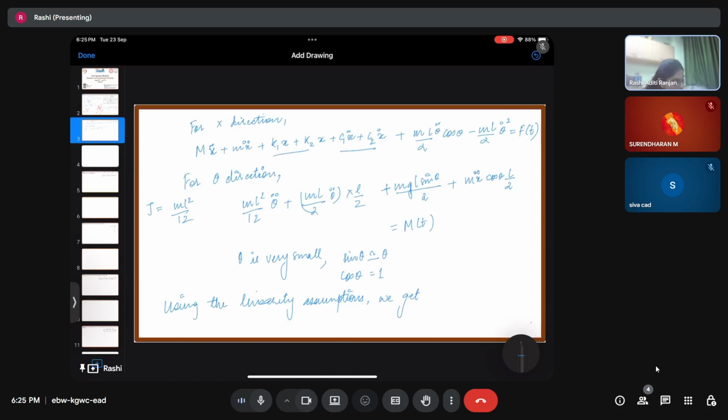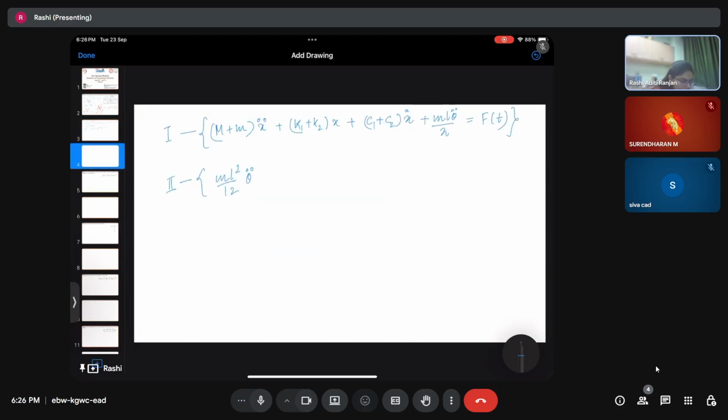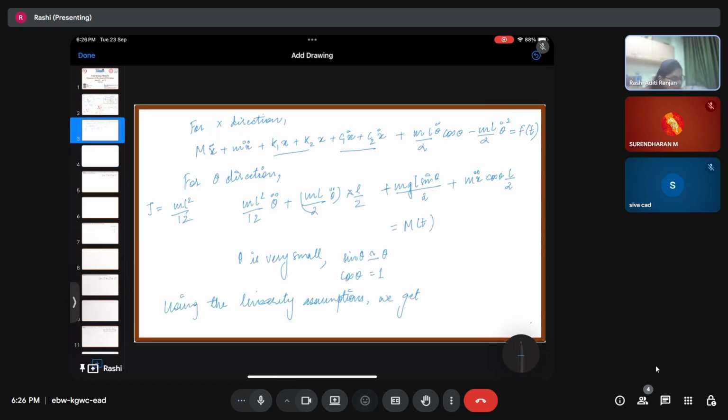Then we have ml by 2 into l by 2, which is going to be ml square by 4. Okay, maybe we can just write it like ml square by 12 plus ml square by 4, which is going to be, okay, we can simply replace this with ml square by 3, adding the first two terms.